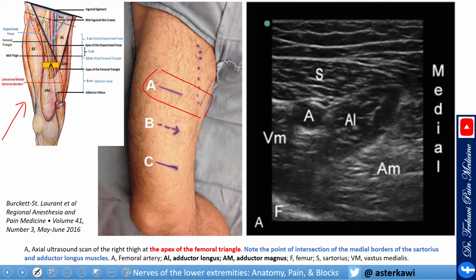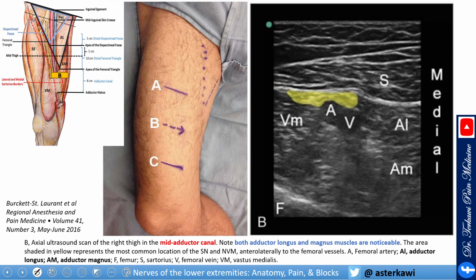Here, if you note in the ultrasound picture, there is the point of intersection of the medial border of the sartorius muscle and the medial border of the adductor longus muscle. So the adductor longus muscle almost ends here. What you notice also is that the vessels, the artery and the vein, with the adductor longus here and the magnus there, are more medial to the sartorius.